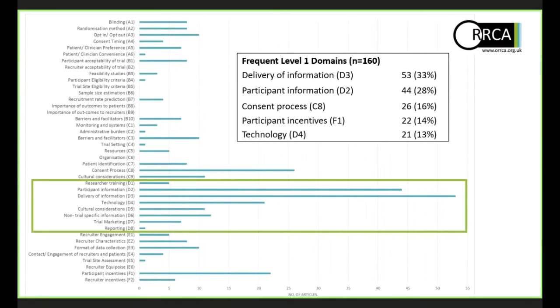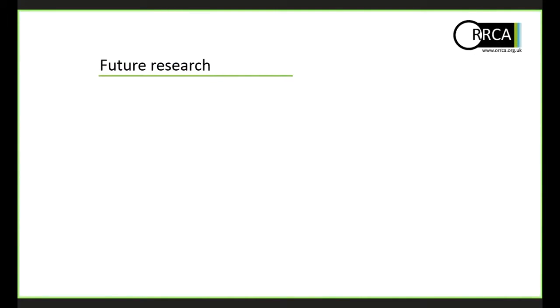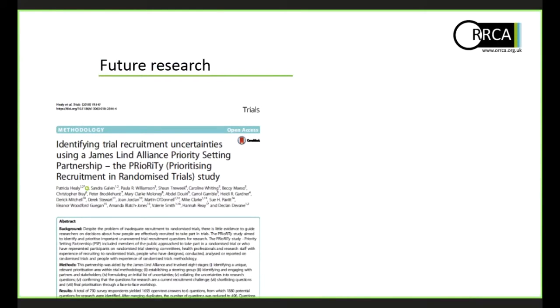So thinking about this a little bit, about future research and what this means and where we can go. Well, obviously there has been a lot of research on optimizing patient information and looking at recruitment information needs. However, it was interesting in the recent publication of the PRioRiTy study, which was looking at recruitment research priorities, that recruitment information needs came out in 4 of the top 10 research priorities. So it's clearly a topic that is of great interest and still needs a lot of research done in this area.